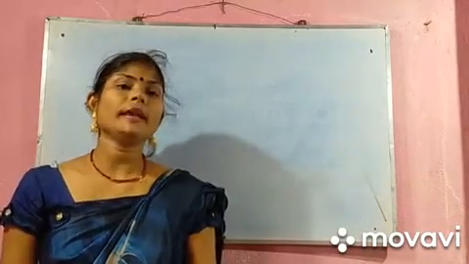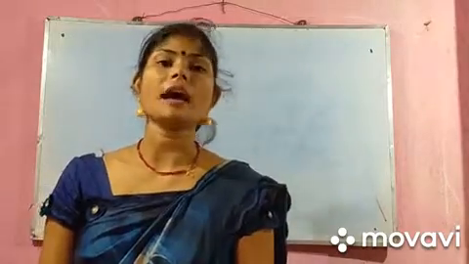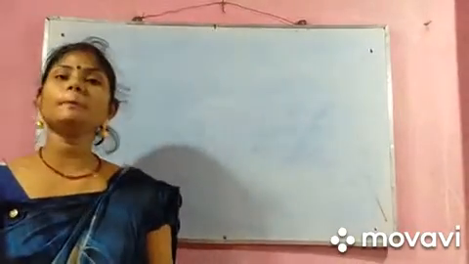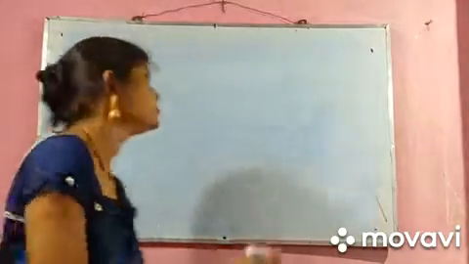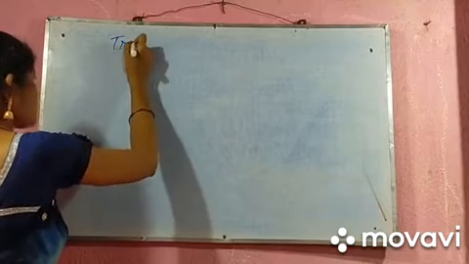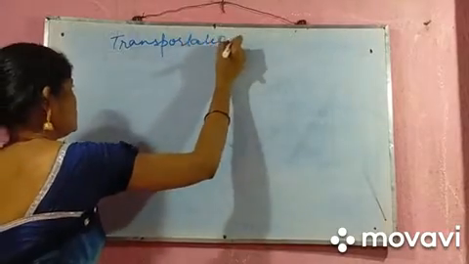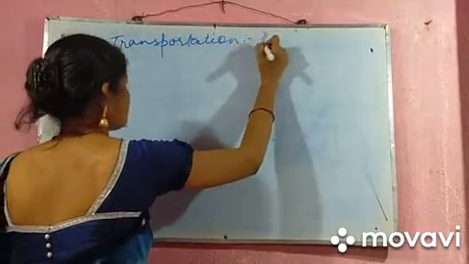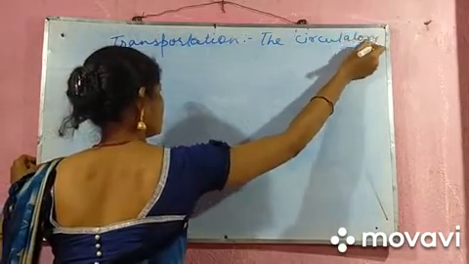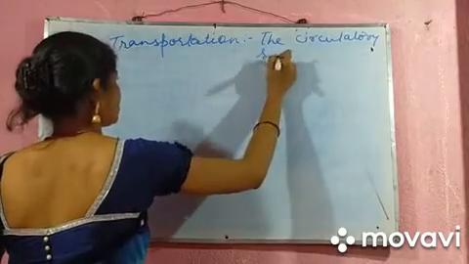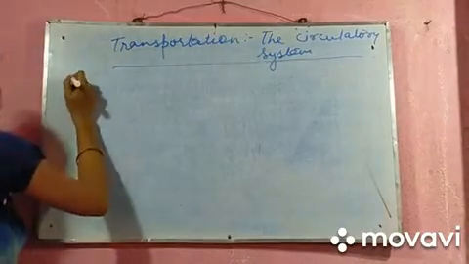Students, today we will read about the internal structure of human heart. As we are studying about circulation, the circulatory system, it is also known as transportation. We will read about the internal structure of human heart.